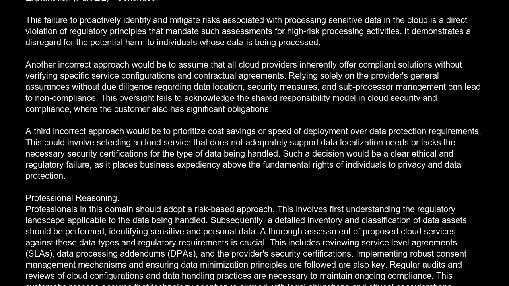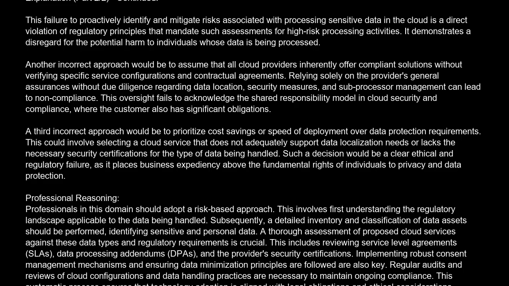Another incorrect approach would be to assume that all cloud providers inherently offer compliant solutions without verifying specific service configurations and contractual agreements. Relying solely on the provider's general assurances without due diligence regarding data location, security measures, and sub-processor management can lead to non-compliance. This oversight fails to acknowledge the shared responsibility model in cloud security and compliance, where the customer also has significant obligations.